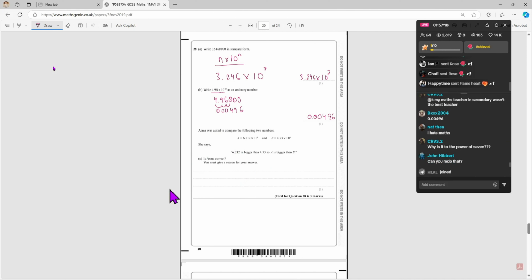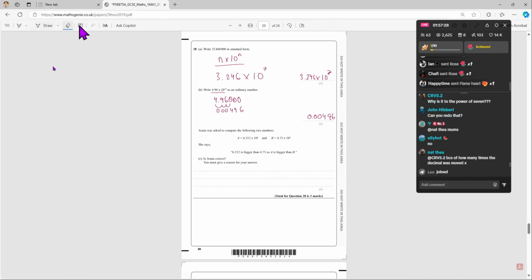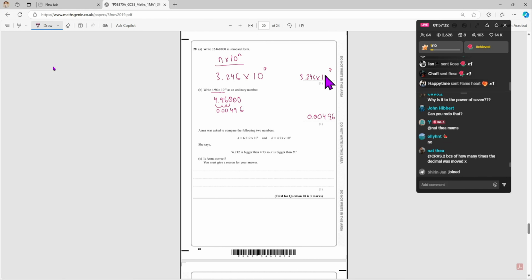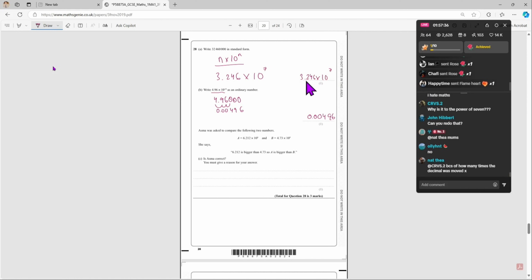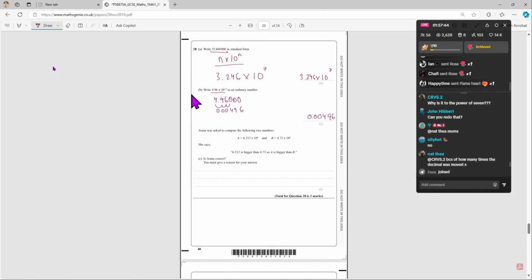Okay, why is it to the power of 7? This question over here, why is it to the power of 7? It is because we know that the first number is going to be 3.246. We know it's going to be to the power of 7 because we moved the decimal point. We moved the numbers up 7 spaces to get to this specific number, 32 million, okay?